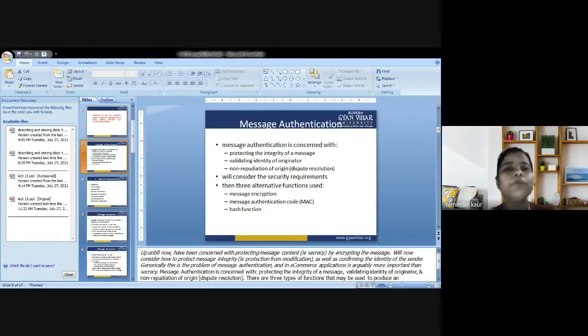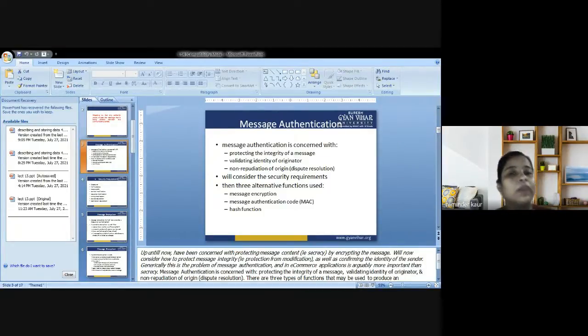The sender forwards the message along with the MAC, and we can assume that the message is sent in the clear. We are concerned with providing message origin authentication but not confidentiality, because if confidentiality is required, then the message needs encryption, since that is concerned with the privacy of the data. So we need message encryption there.